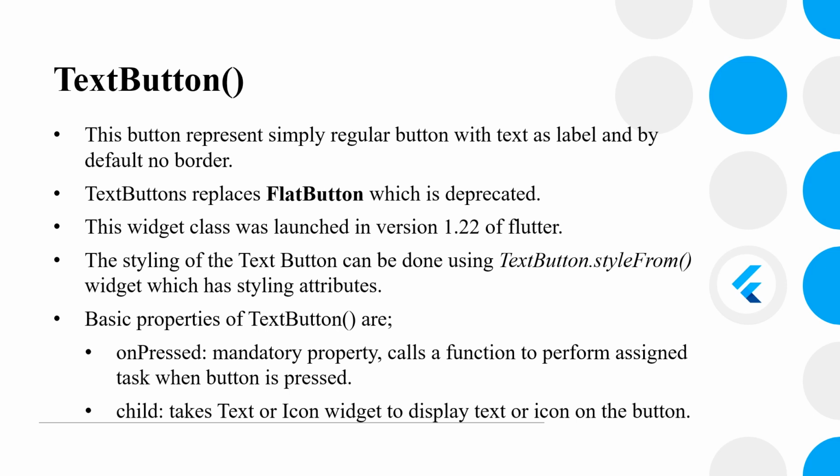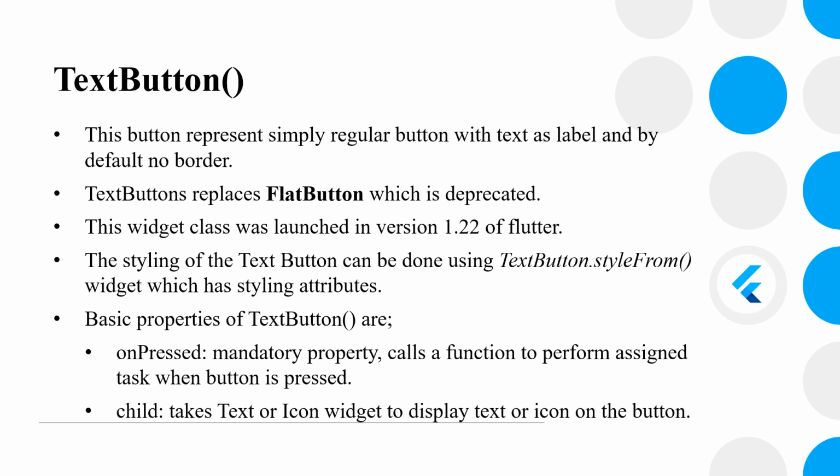Another button is the text button. This button represents simply a regular button with text as a label, and by default it doesn't have any border. Text button replaces flat button, which is deprecated. Again, this button was launched from version 1.22 of Flutter.